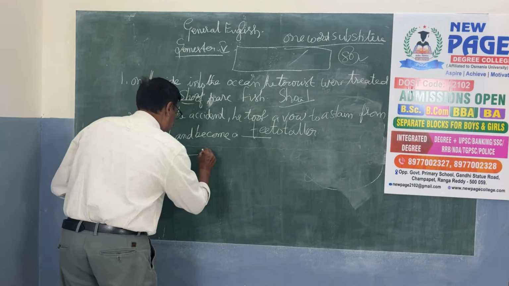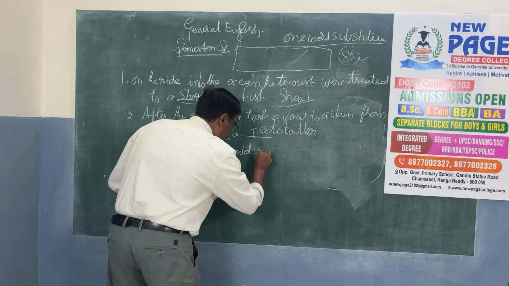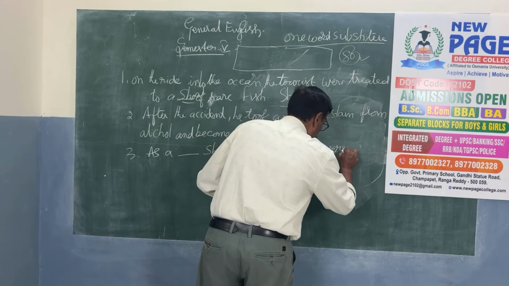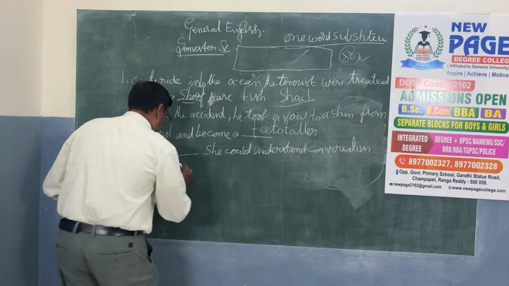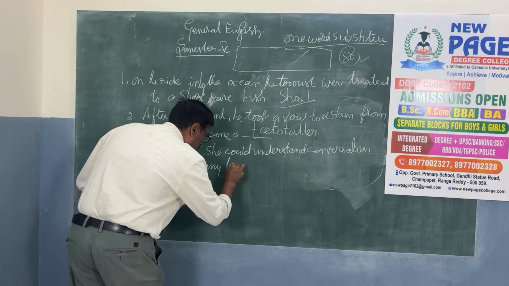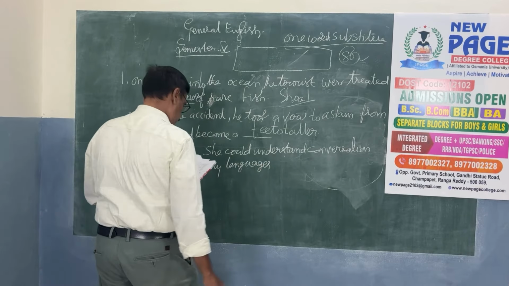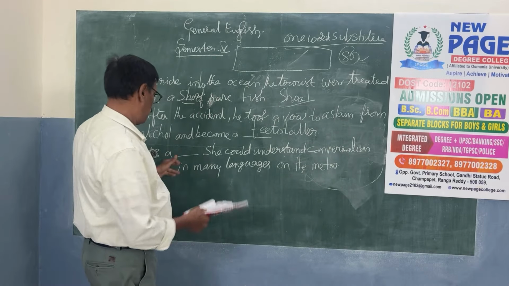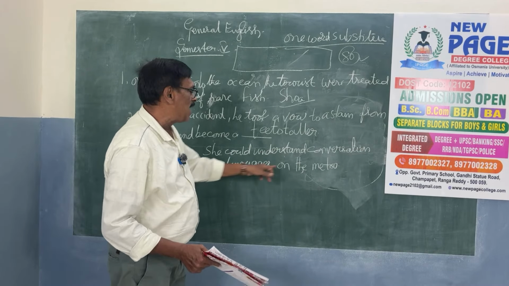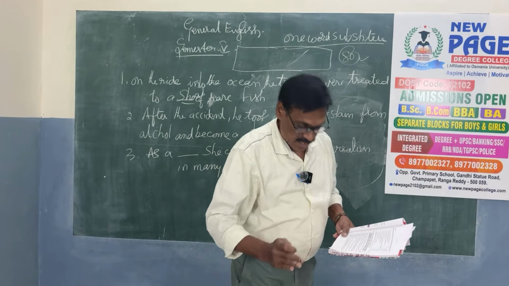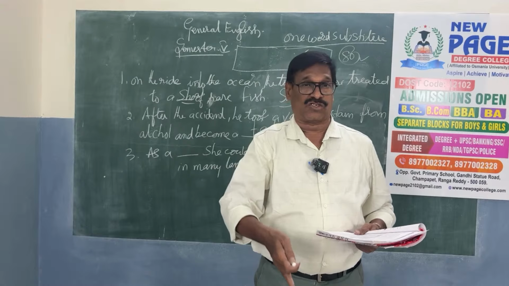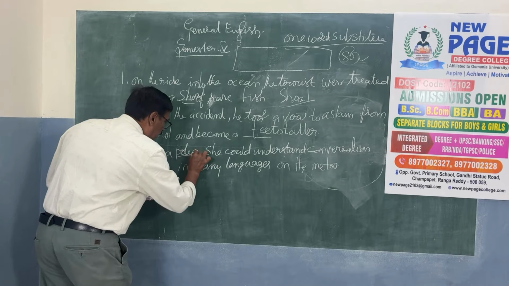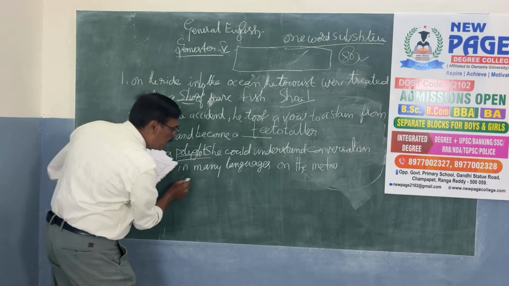Dash, she could understand conversation in many languages on the metro. Now you see here, as a dash, she could understand the conversation in many languages on the metro. That means the person who knows many languages, maybe 10 languages, that person is called polyglot. This is the meaning. That means he knows many languages.